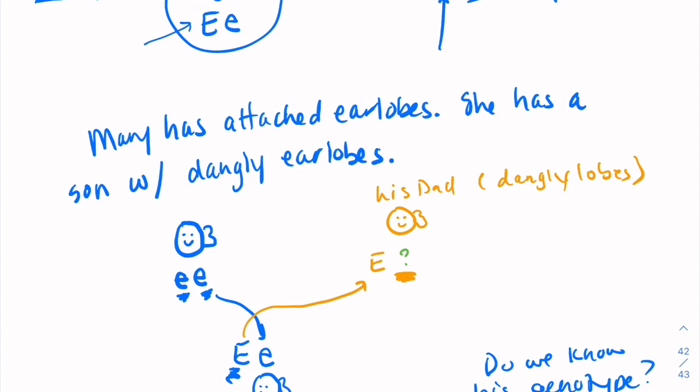Could it have been recessive? Sure. Could it have been dominant? Sure. We don't know. Or do we? What would tell us what his other allele is? How could we know? Think about that for a sec.